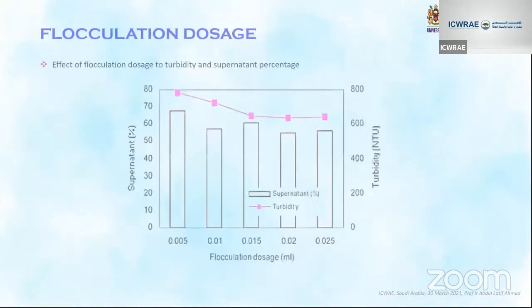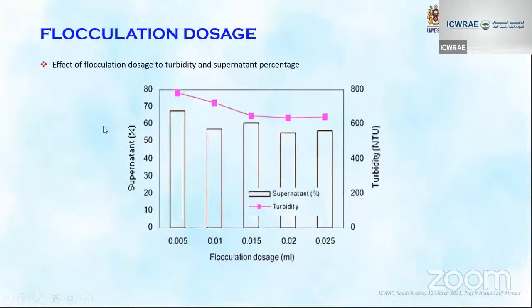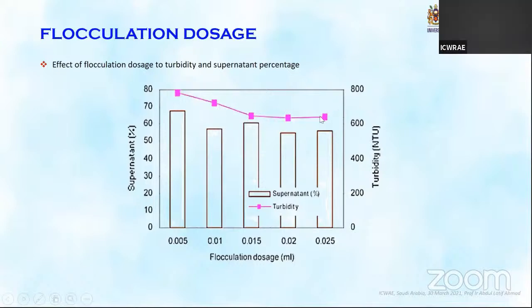I have to rush faster. I will show you some of the results. This one is just for flocculation and coagulation. We can see the turbidity going down, and after that it reaches stability, and also the amount of coagulation and flocculation required reaches stability.